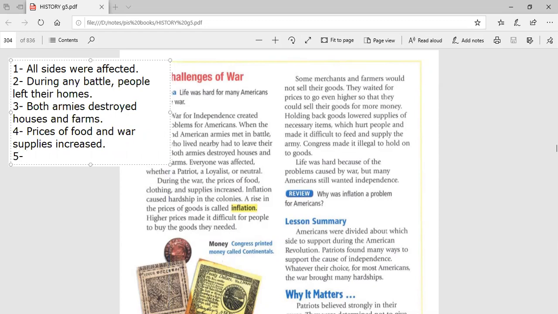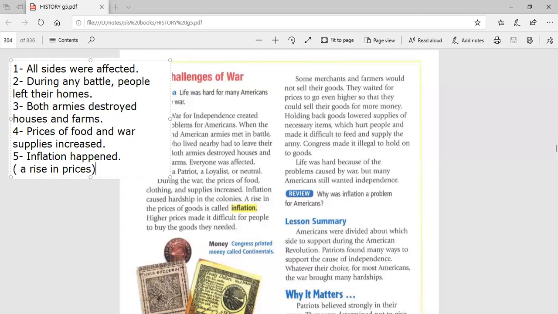Okay, what happened also? Inflation happened. Well, what is the meaning of inflation? Inflation means a rise in prices. Okay, guys, and at that time, the government tried to stop the inflation, and the Congress made it illegal to hold on to goods.